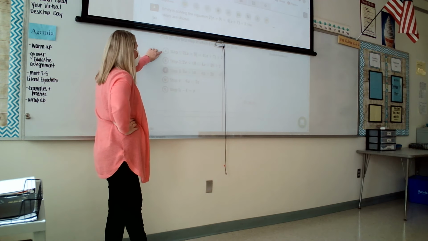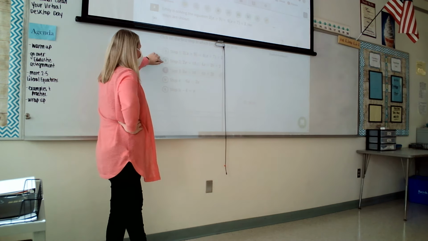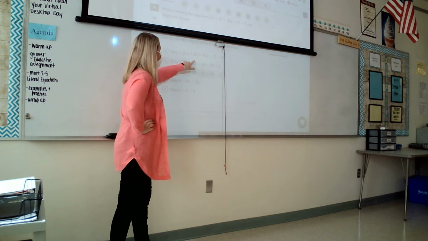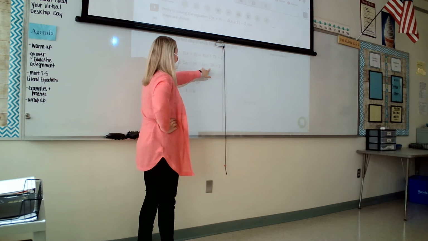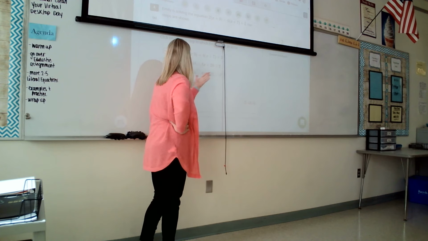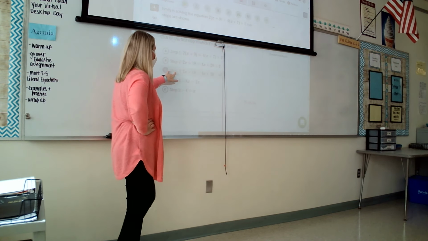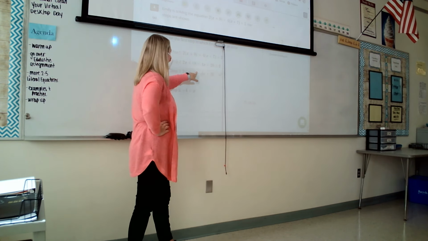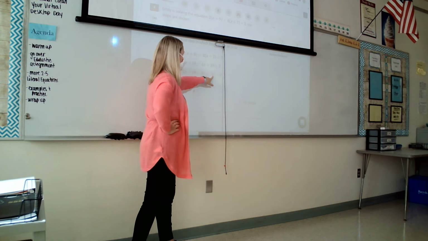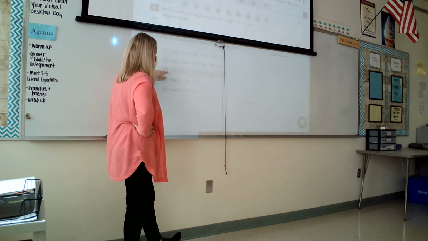Step 1, it just gives us the problem. Step 2, they distributed. 2x plus 18, that makes sense. Equals 4x plus 28, that makes sense, plus 2. Feeling pretty good. Combine like terms, you get 2x plus 18, and then you get 4x, but that should be plus 30. So this is the first step that was incorrect.